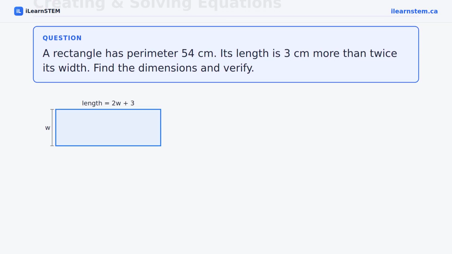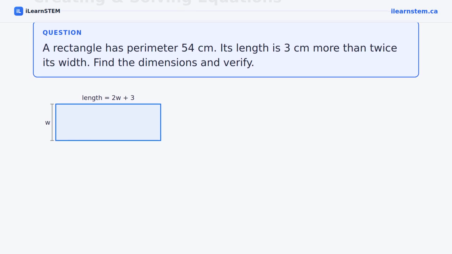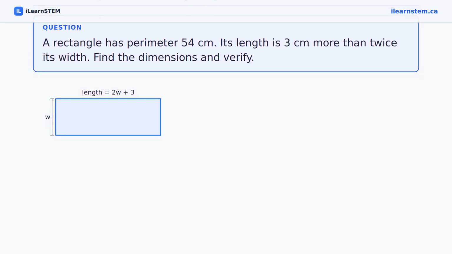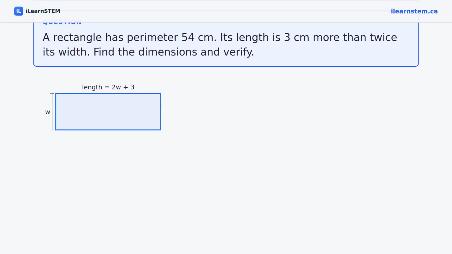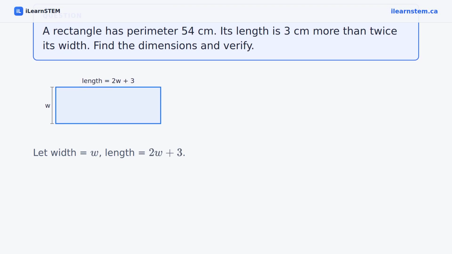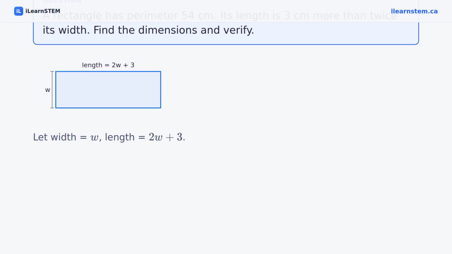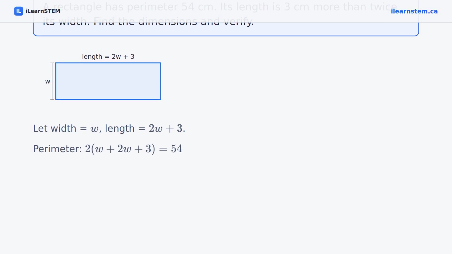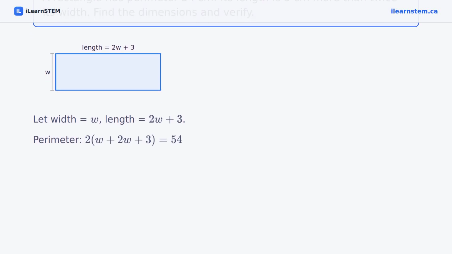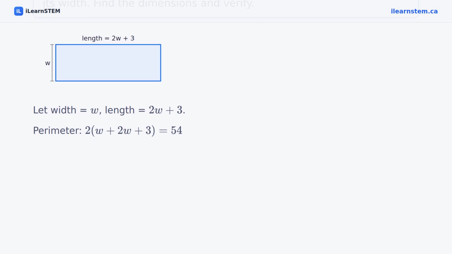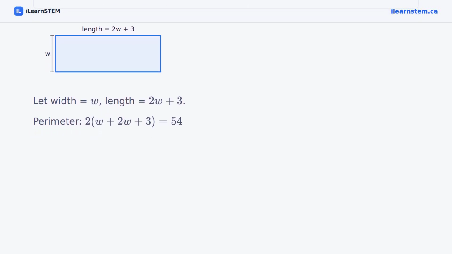Let's picture it. Here's the rectangle with width w along the side and the length 2w plus 3 across the top. First, let the width be w. Then the length is 2w plus 3. The perimeter formula is 2 times (width plus length). So we have 2 times (w plus 2w plus 3) equals 54.